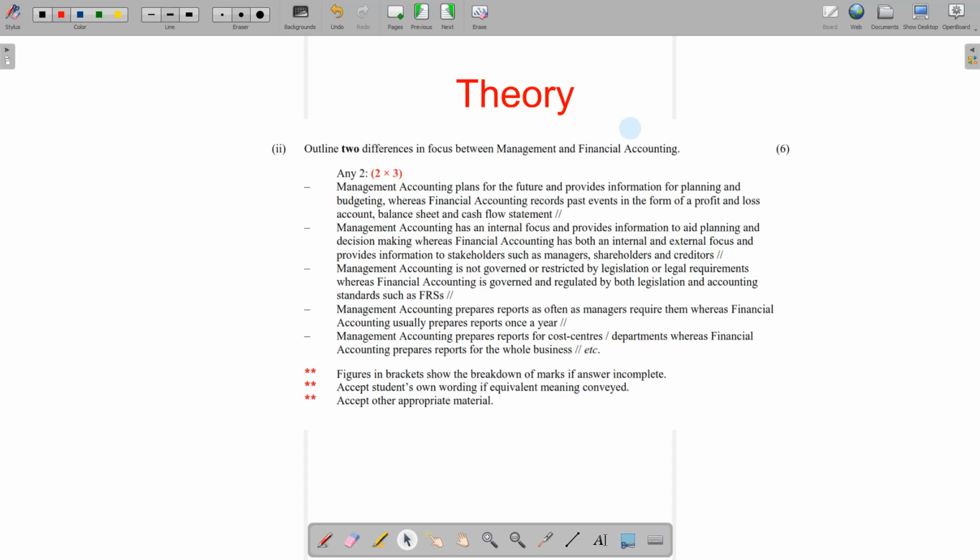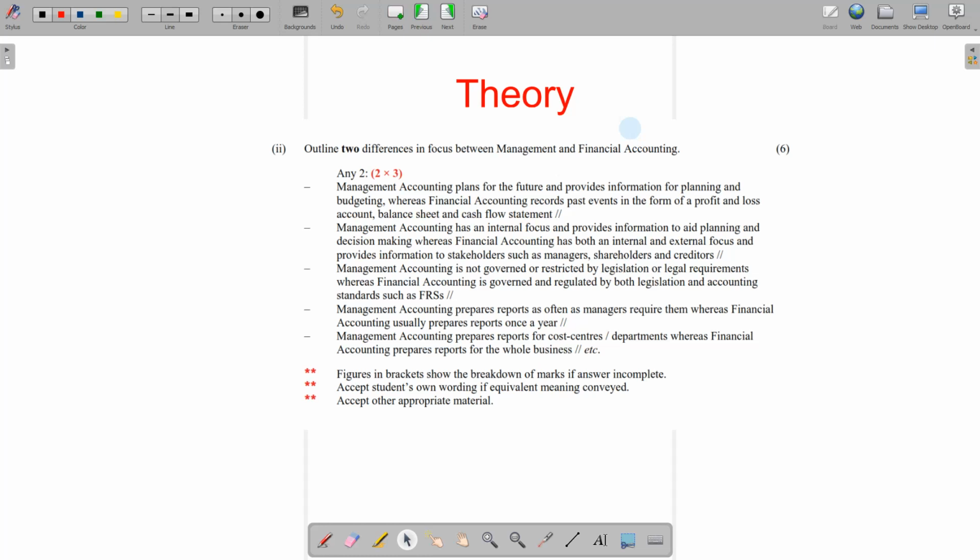So I believe that if you said management accounting plans for the future, whereas financial accounting records past events, that should be enough without saying things like planning, budgeting, and profit and loss, balance sheet, cash flow statements. So I think future looking and past looking should be enough for that. Management accounting has an internal focus and provides information to aid planning and decision making, whereas financial accounting has both an internal and external focus and provides information to stakeholders such as managers, shareholders, and creditors.